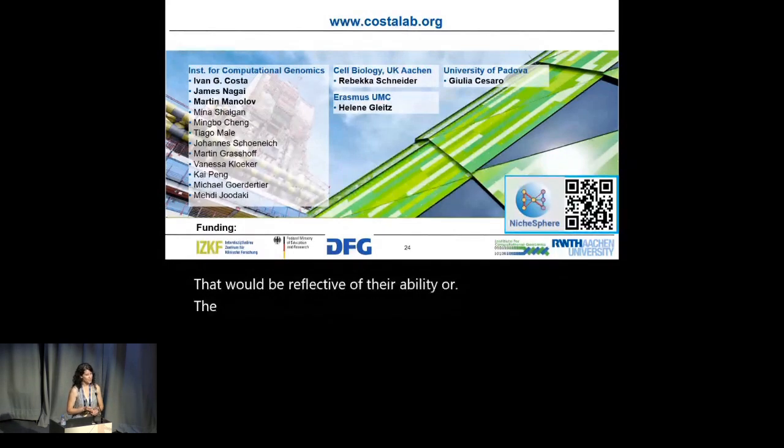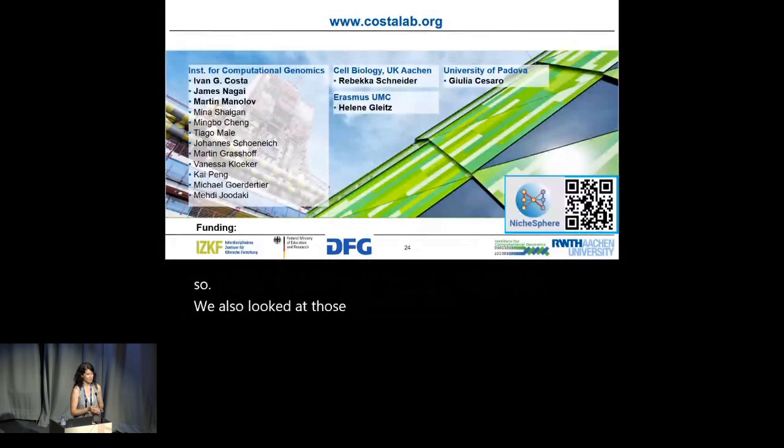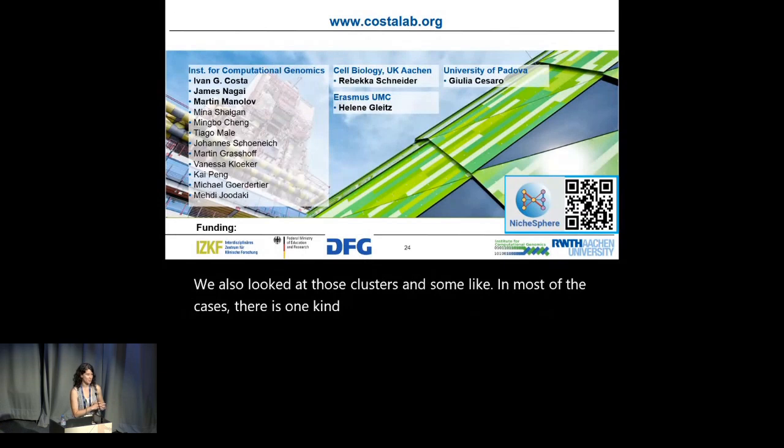We can talk more offline. That's okay. Yeah, we are also looking at that. We have multiplets, and we also cluster the multiplets. So we also looked at those clusters, and in most of the cases, there is one kind of multiplet overrepresented in one cluster. However, it's not always the same.